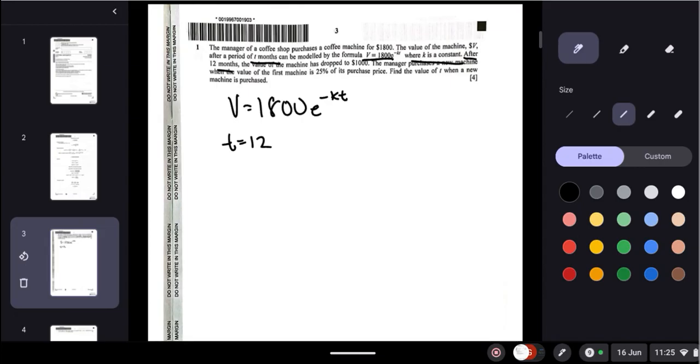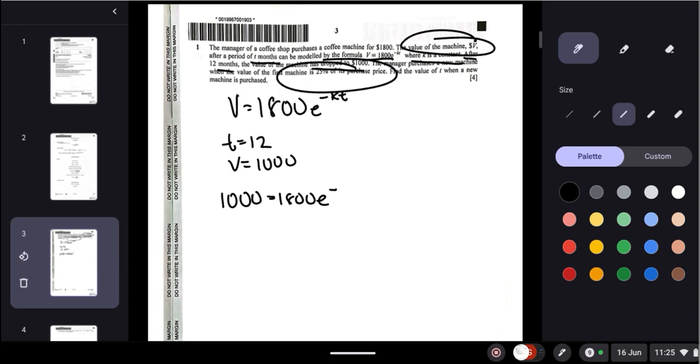Now let's sub in the values first. Before that, the value of the machine had dropped to 1000. So 1000 is the value. The V is your value of the machine. It dropped, so you sub the value inside. You basically have to find your k first. This is asking you to find your new value.